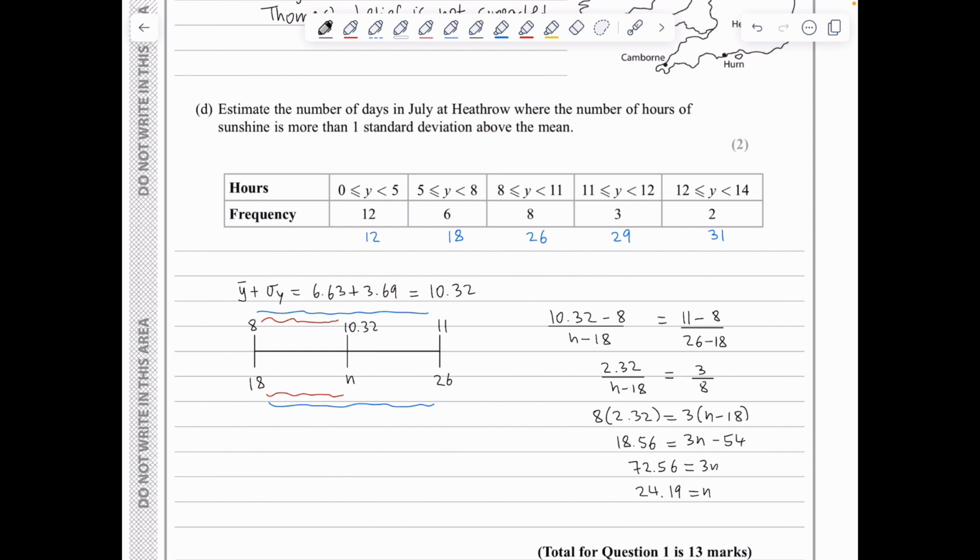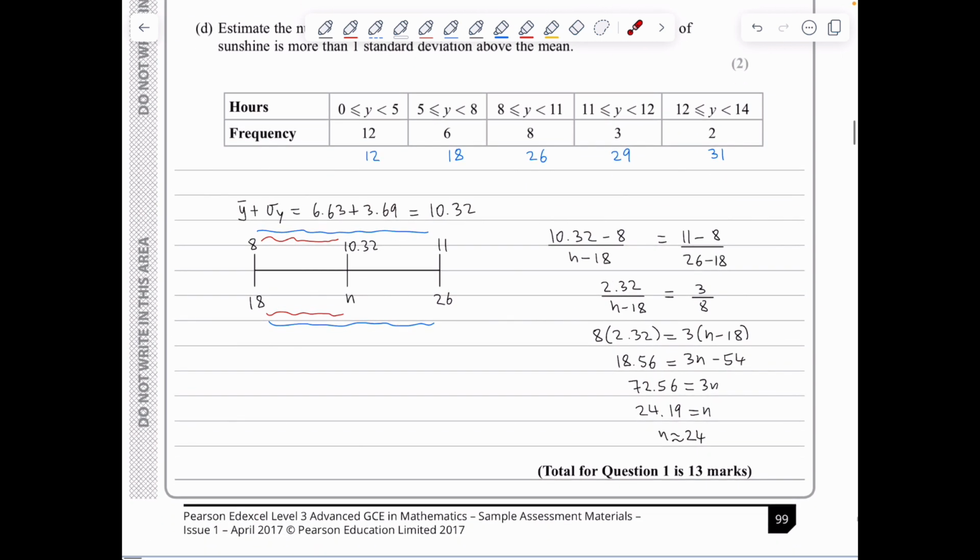Well, if n is the number of days, I'm just going to say that n is approximately 24. But remember, we're trying to find the number of days where we are more than a standard deviation above the mean. Well, in 24 days we are up to 1 standard deviation above the mean. So what I simply need to do is say, therefore, my final answer is 31 minus 24. The total number of days was 31, which gives me an answer of 7 days.